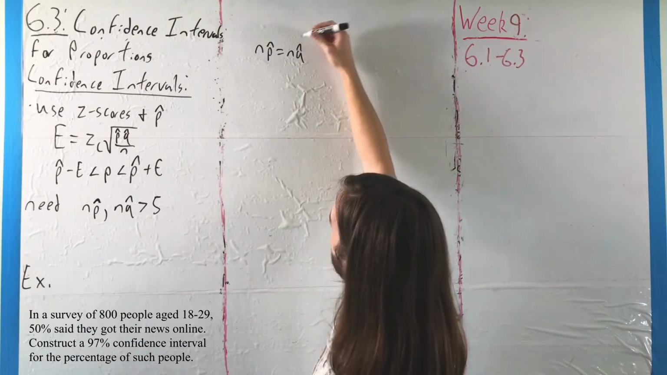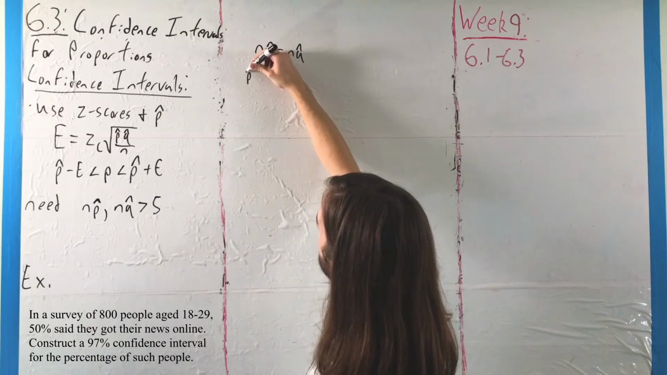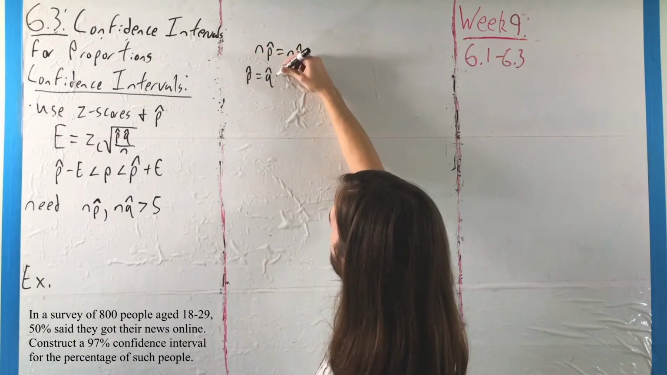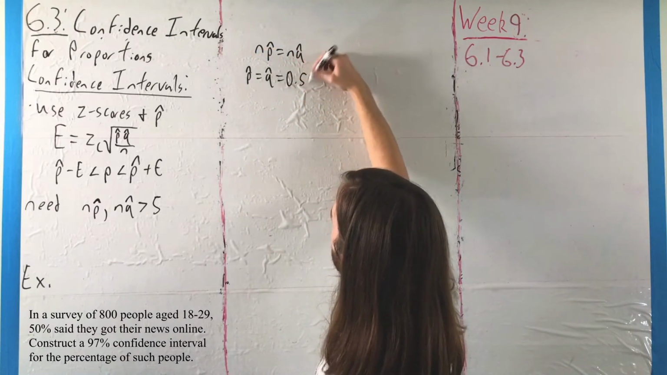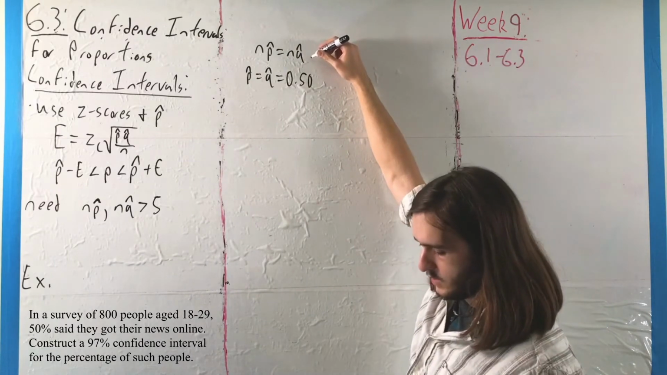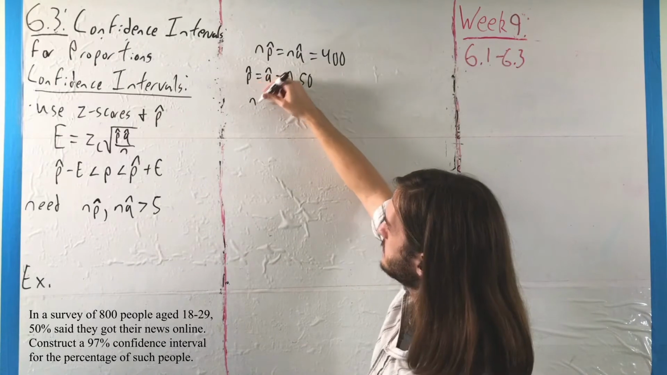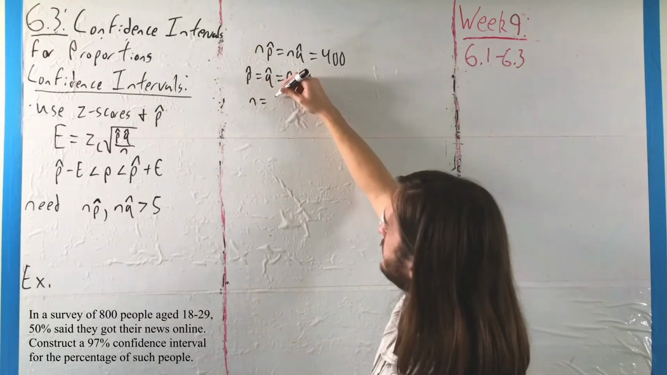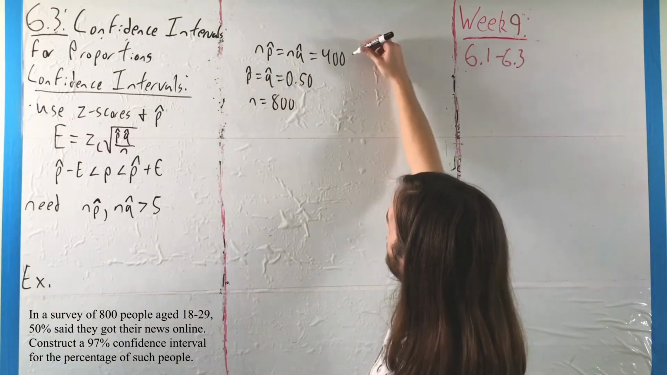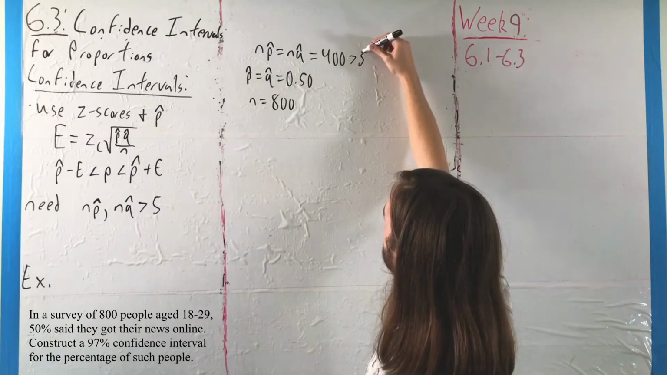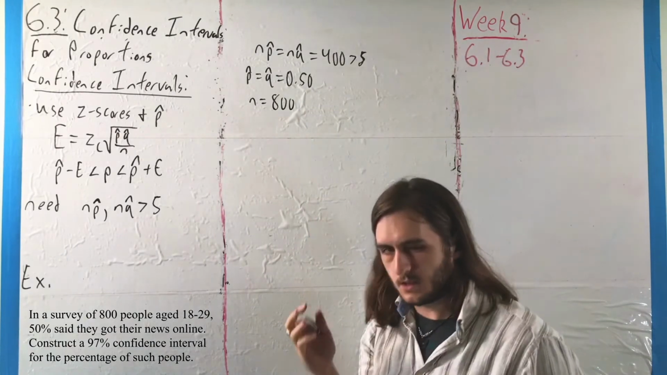Here we have that since the values are the same, n p hat is going to equal n q hat because p hat equals q hat equals 0.50, we will end up with 400 in both cases, resulting from n being 800, but importantly, these are both considerably larger than 5.